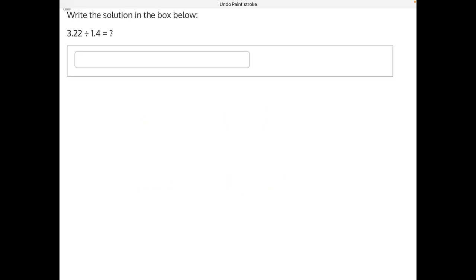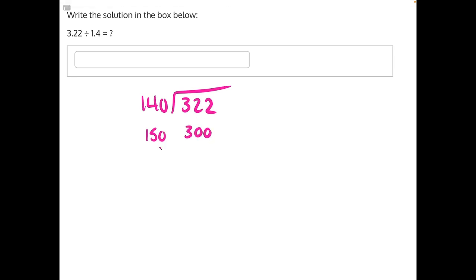We've got 140 going into 322. Now we're going to have to do a lot of estimation here because I do not have the multiples of 140 memorized. So I know that this is close to 150 and this is close to 300. And these are related. 150 is half of 300. 300 is double 150. So let's try doubling 140 and see where that gets us.